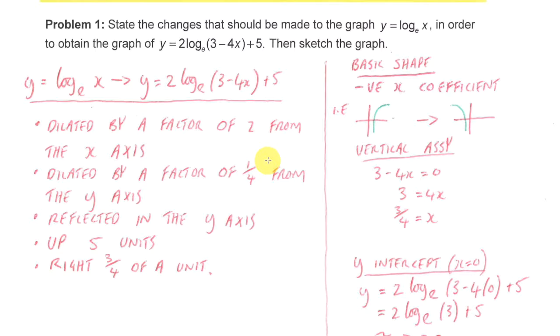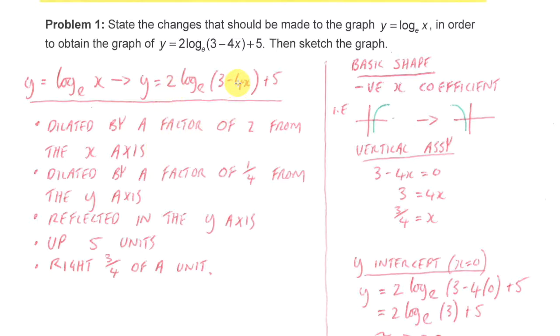Alright, our first problem. We're going from the standard y equals log base e of x to become y equals 2 lots of log e of 3 minus 4x plus 5. So, firstly, dilation factors. We've got a 2 in front of the whole family function here, so we're dilated by a factor of 2 from the x-axis, or if you like, parallel with the y-axis.